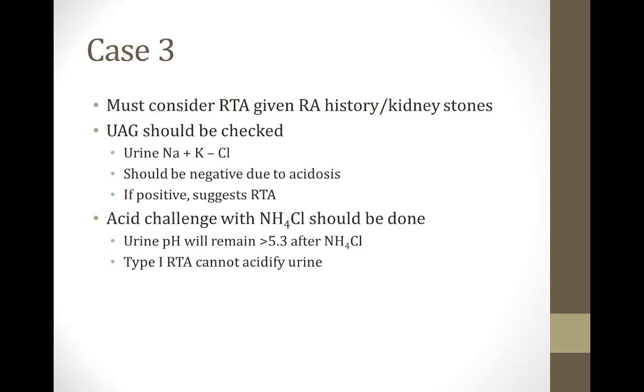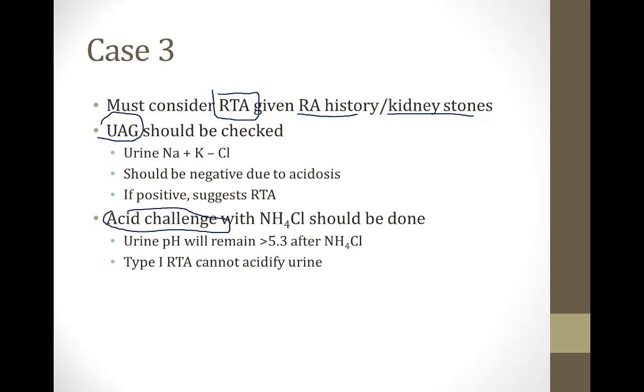But the question we haven't answered yet is, why does she have a metabolic acidosis? We have to consider that this person may have a type 1 renal tubular acidosis given her history of rheumatoid arthritis and kidney stones. Rheumatoid arthritis and kidney stones are both classic for patients with a type 1 RTA. We talked about this in the other module on acid-base disorders, but anytime you're faced with a non-anion gap metabolic acidosis, the two tests you want to check are a urine anion gap and potentially an acid challenge.